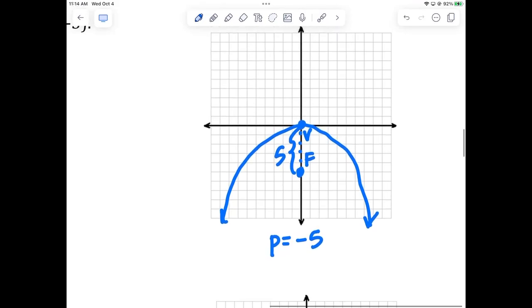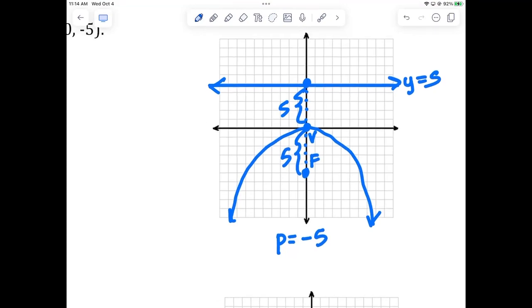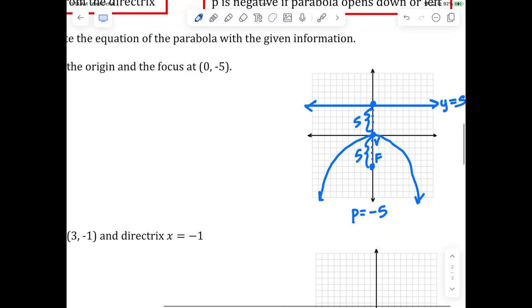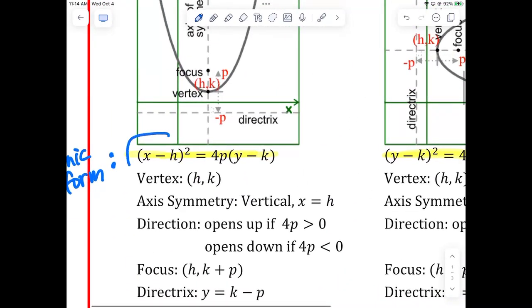That's -5. And then for what it's worth, the directrix, if I go back 5, the opposite direction, 1, 2, 3, 4, 5, that puts us right here. The horizontal line that runs through that point is going to be at y equals 5. This distance here is also 5. But p is -5 because it opens downward. Okay, so here's what we're going to do. Because it opens vertically, we're going to use this one over here. This one is for the vertical opening.